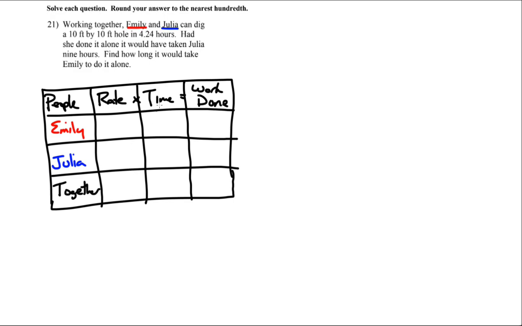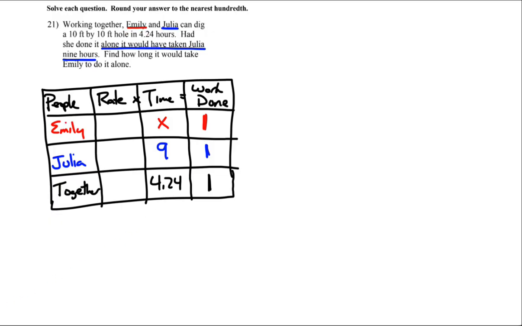Okay. So working together, Emily and Julia can dig a 10-foot by 10-foot hole. We'll call a 10-foot by 10-foot hole just one amount of work done. That's what 10-foot by 10-foot hole means. Okay, they can do it in 4.24 hours. Now, had she done the work alone, Julia could have done it in 9 hours. So if Julia had done it, she could have done that same amount of work in 9 hours. The question is, how long would it take for Emily to do that work, the same amount of work?